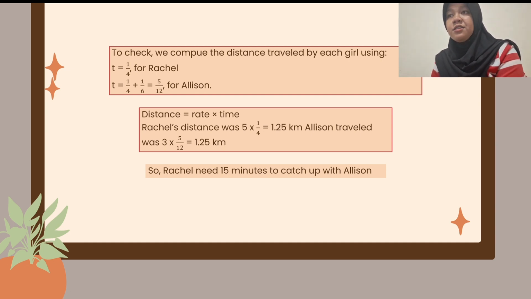Next, Rachel's distance was 5 times 1/4, which is 1.25 km, and Allison traveled 3 times 5/12, which is 1.25 kilometers. So Rachel needs 15 minutes to catch up with Allison.